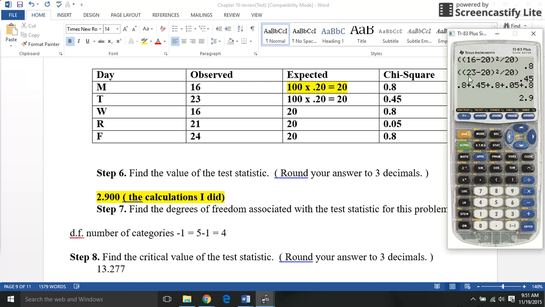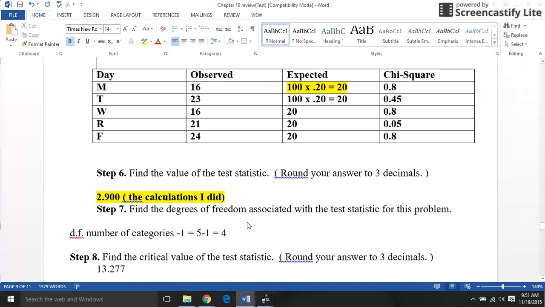So let's look at Tuesday. It's 23 minus 20, squared, over 20, which gives me 0.45. And I did this for Wednesday, Thursday, and Friday too. If I add all these chi-squared values up, I get 2.900. And this is the test statistic and the calculations I did.